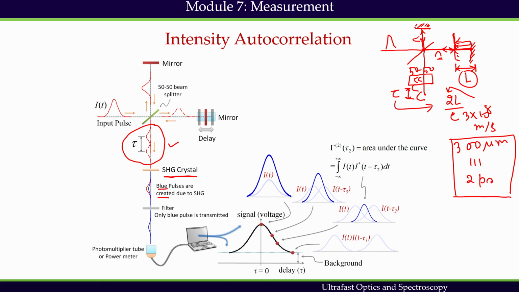So in the intensity autocorrelation measurement, what we measure, we filter out 800 nanometer, that is the fundamental beam, and with the help of photomultiplier tube or a power meter, we just check total energy or total second harmonic generation energy. Because we are looking at second harmonic generation, it is called SHG intensity autocorrelation.